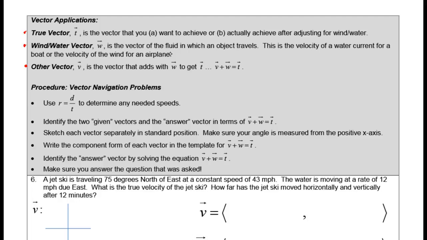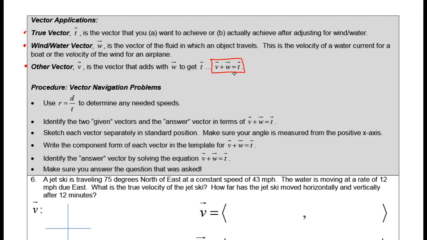Let's hope the boat is in the water and the plane is in the air. Last but not least, we have other vector, and I didn't know what else to call it, so I just called it other vector. It's the vector that adds with W to get T. So it's the vector that you add with the wind or water vector to get your true vector. And this is the equation we're going to use throughout, the vector equation, where the vector V, other vector, plus the wind or water vector gives you your true vector.